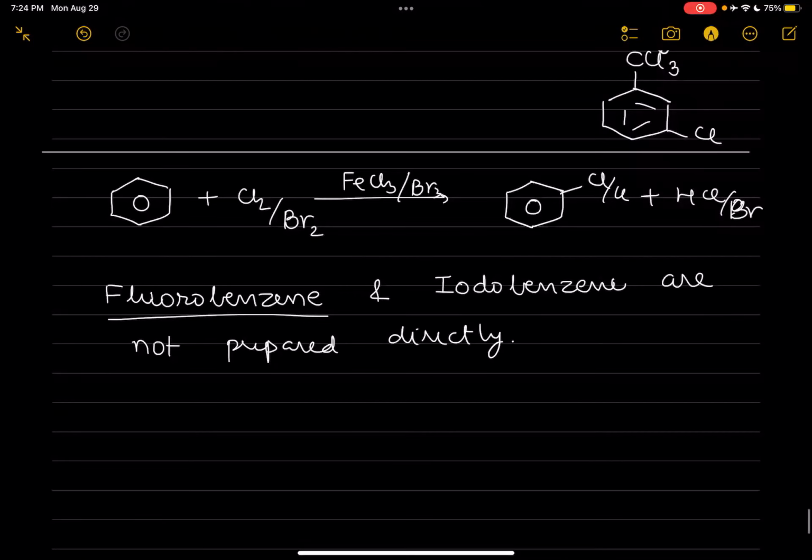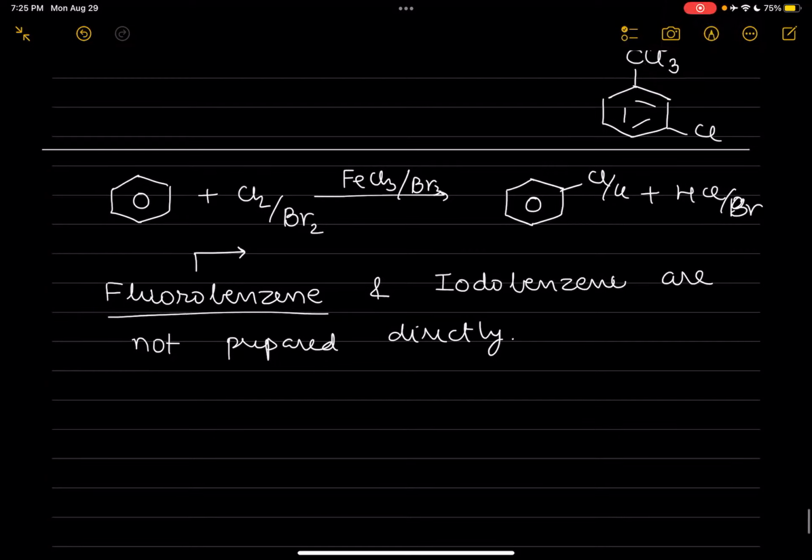They are not prepared directly. The problem with fluorine is different: it is uncontrollable. You can't stop the reaction, it gives off a lot of heat, and the heat is so much that it breaks the benzene also. So what is the use of doing such a reaction which actually breaks the substrate or the reactant you took into small molecules? What's the use of this reaction? You can't do it.